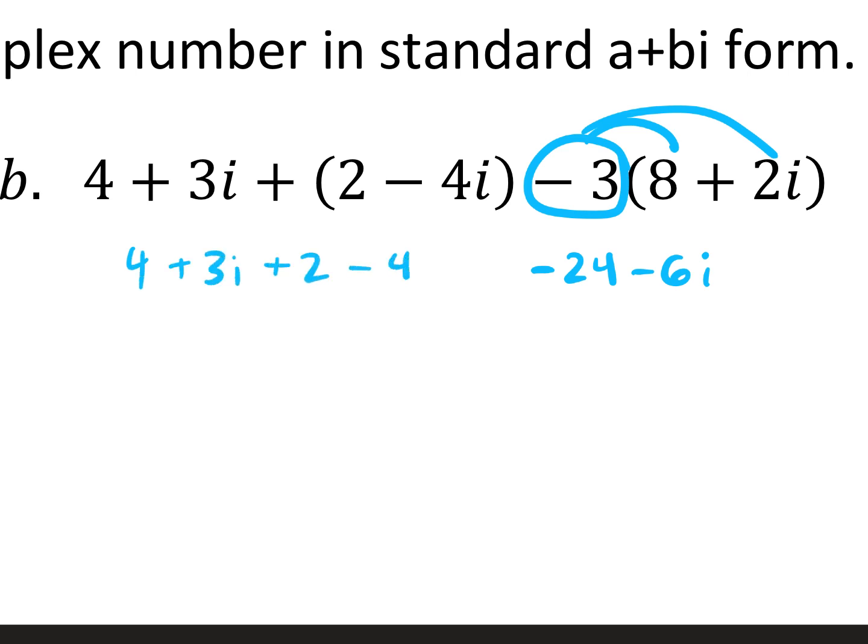What can I do next? Combine like terms. So I'm going to combine all the real parts together. So 4 plus 2 would be 6. 6 minus 24 is -18. And then we can add all the imaginary parts together. So 3 minus 4i minus 6i would be -7i. Remember, in standard form, the real part comes first.